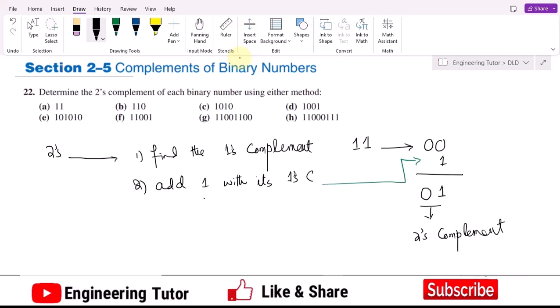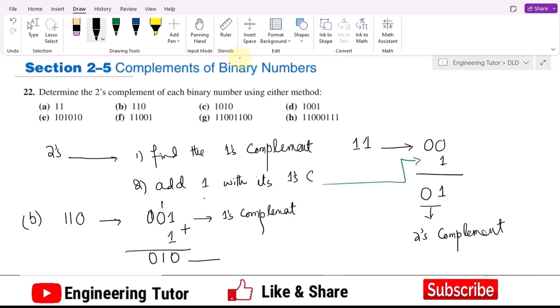Similarly, if we have a number here that is 110, its 2's complement, first of all we have to find the 1's complement. The 1's complement will be 0 0 1. To find the 2's complement I have to add 1 with it. So this is 1 1, so it will become 0 1, so it will be 1, and this is 0. This is now the 2's complement.